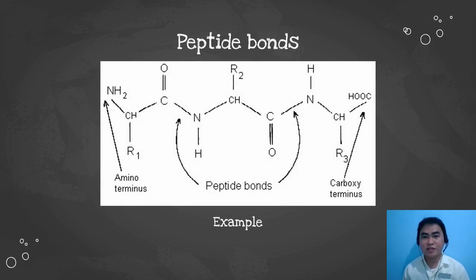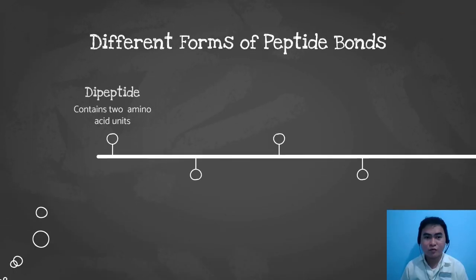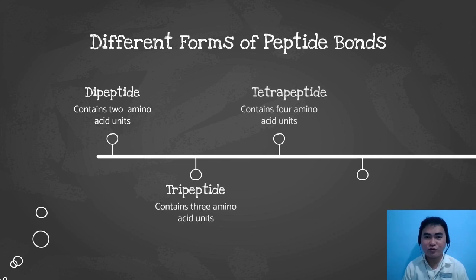The image shown is an example of three amino acids connected by peptide bonds. The left side contains the amino group and the right side has the carboxylic group. This terminal can easily attach into different amino acids. We also have different forms of peptide bonds.